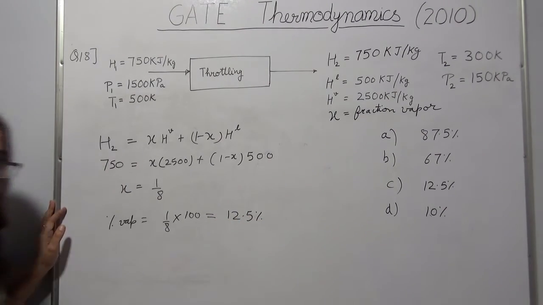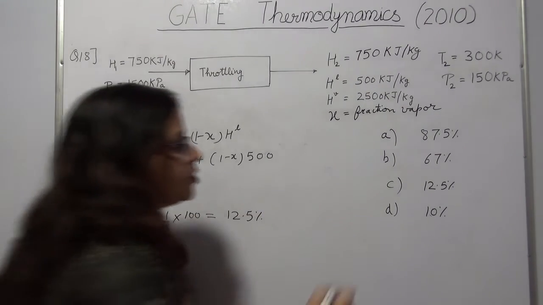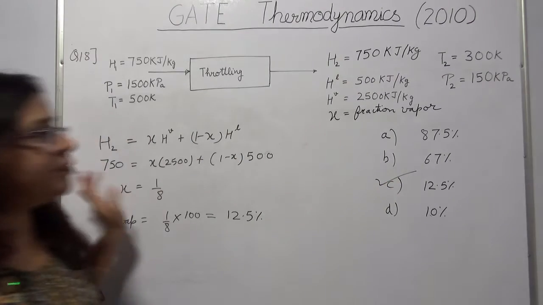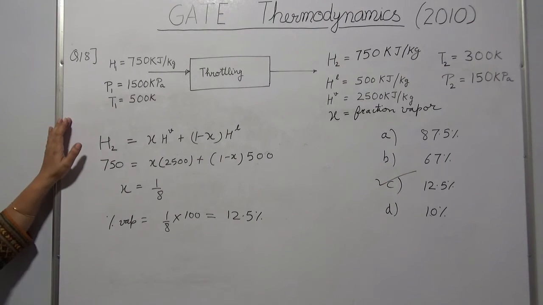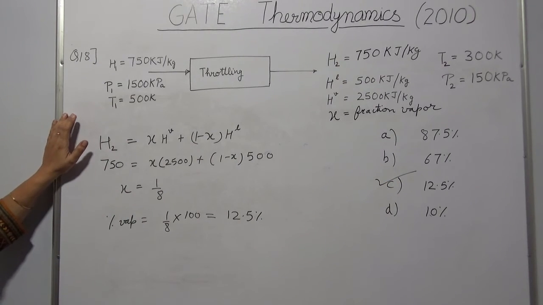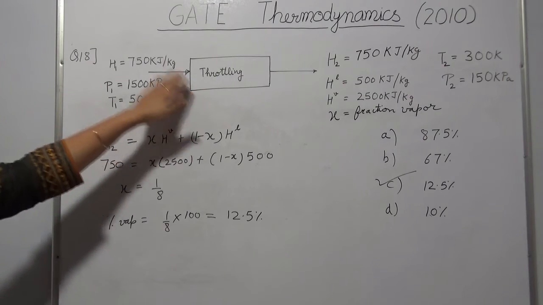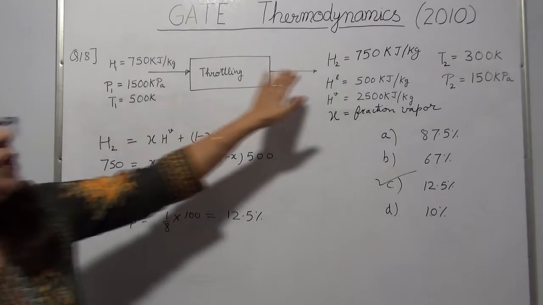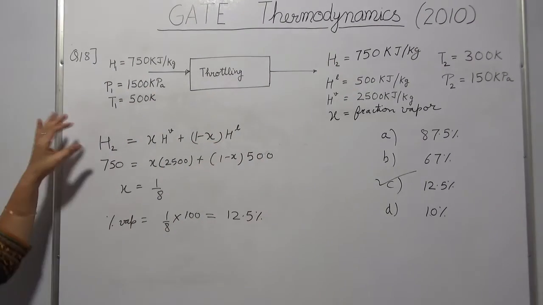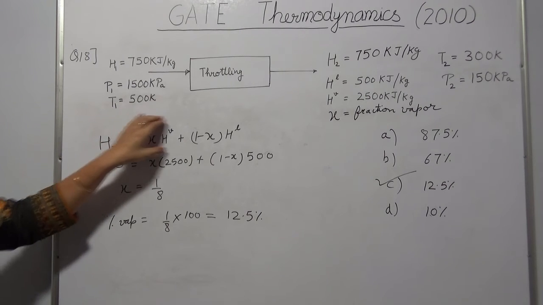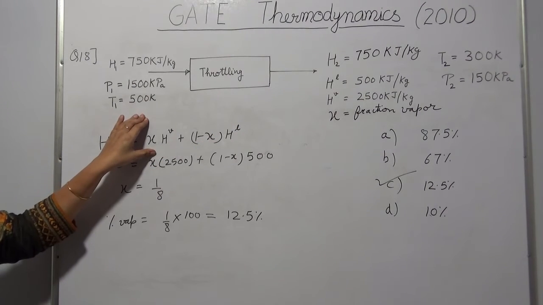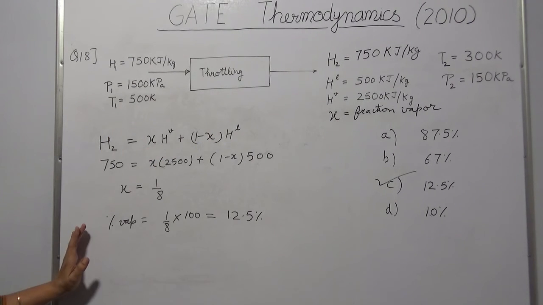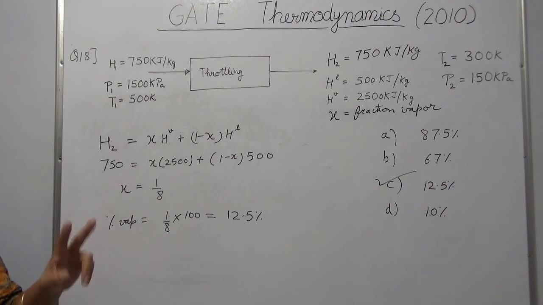12.5%. Okay. So your option C is correct. What you observe in this is that you just needed two basic facts. First, throttling is an isenthalpic process, so H1 is equal to H2. And then if you have H2, how do you write this equation? You all know it's a very familiar equation. Okay, and it was a simple problem. You can solve it within 2 minutes.